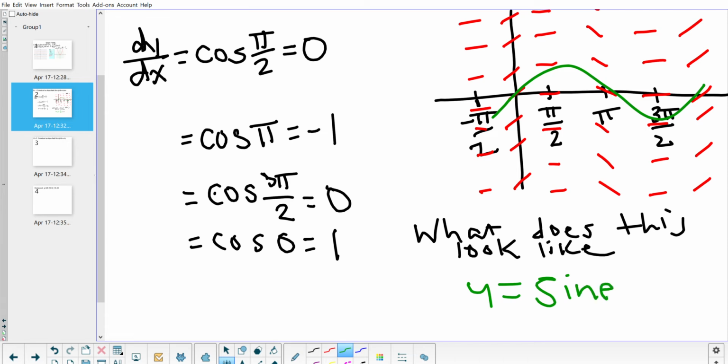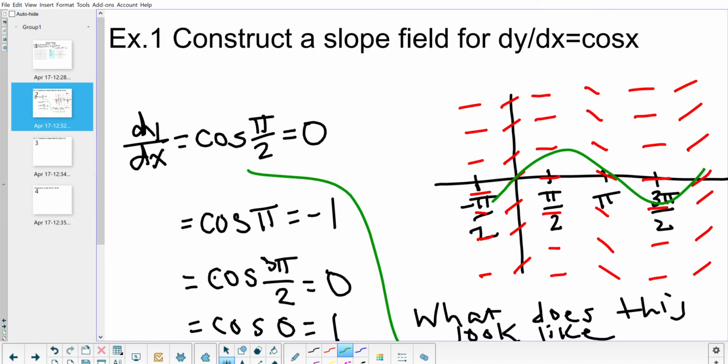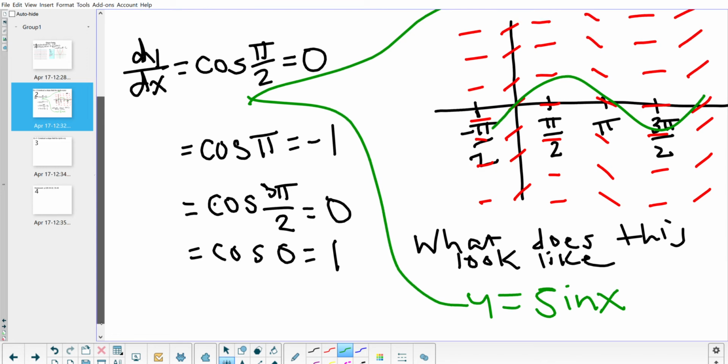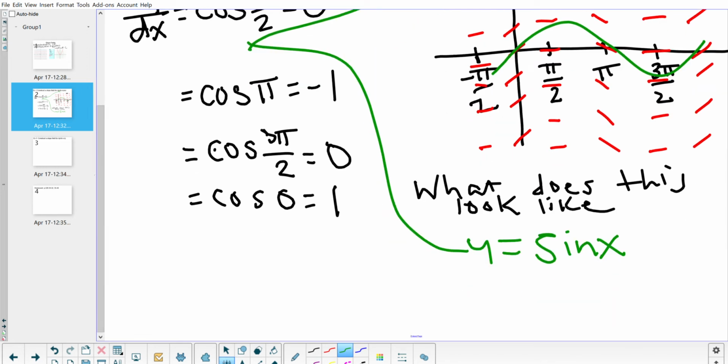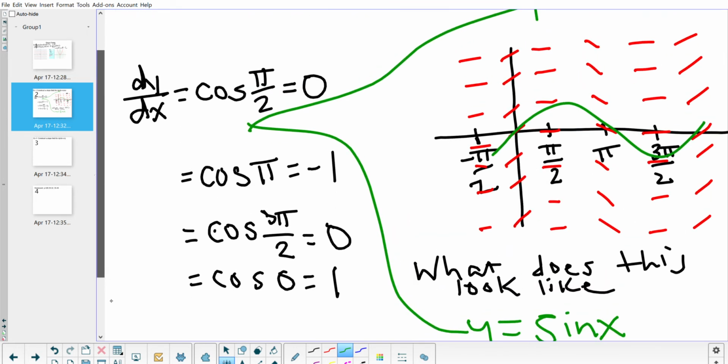Okay, so why would this look like y equals sine of x? Well, this is the differential equation. I meant to go all the way up here. This is the differential equation, cosine of x. Well, this is the derivative. The derivative equals cosine of x. What is cosine of x the derivative of? Sine of x.